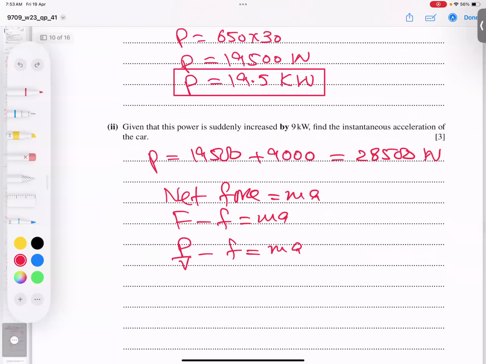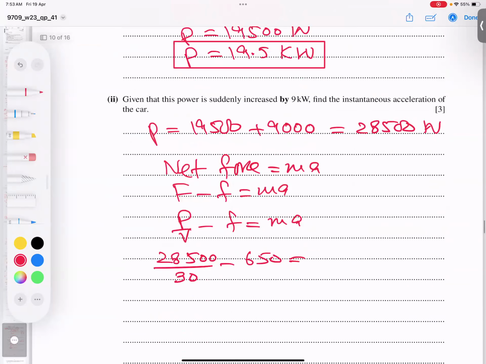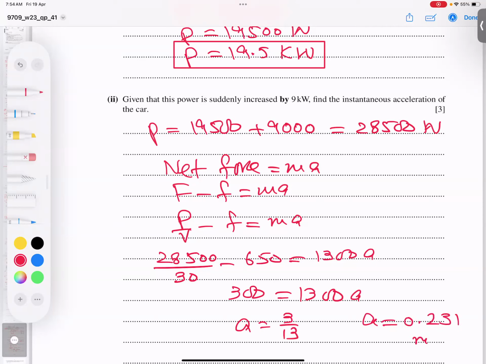Power value, we have 28500 divided by 30. Friction force, I think you know it, 650. And mass is how much? 1300. So now I'm going to plug in and type in the calculator. Okay, divided by... so I got 300 here, and divided by 1300, I got 3/13. And then the answer comes as 0.231 meters per second squared. I believe the point is clear.